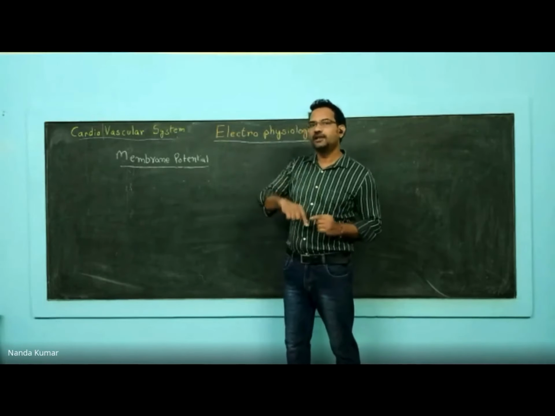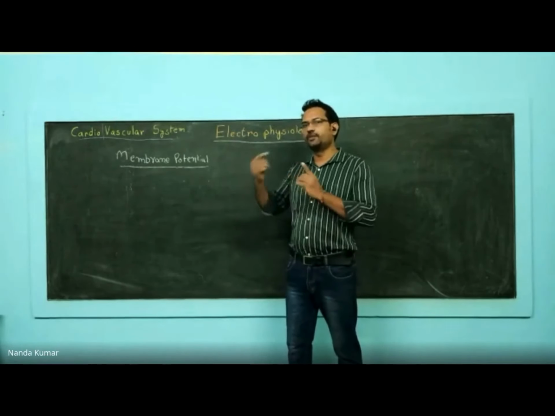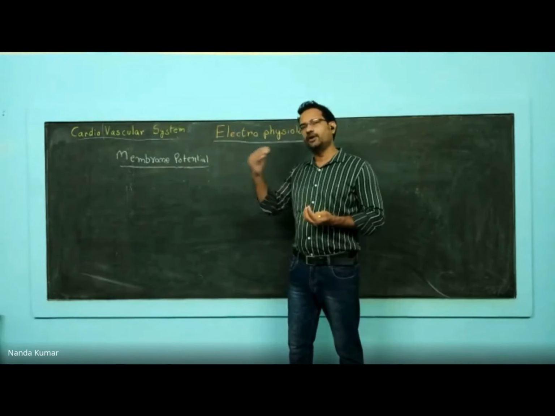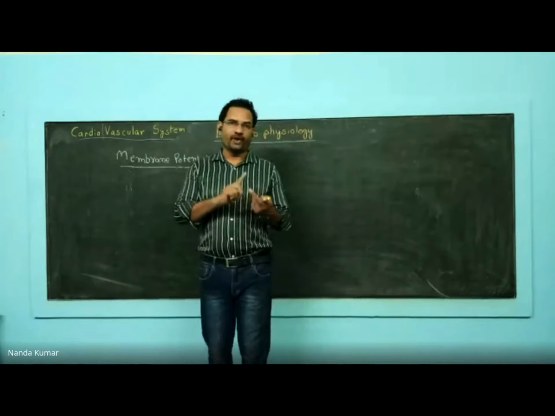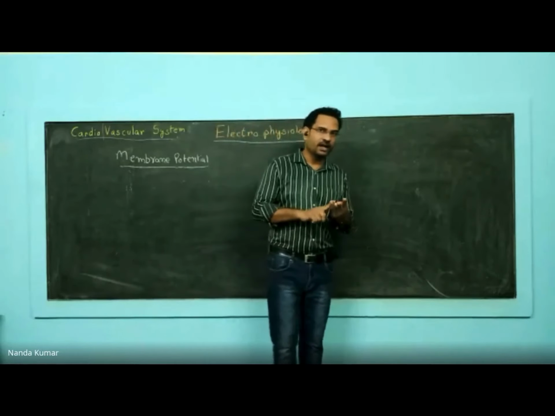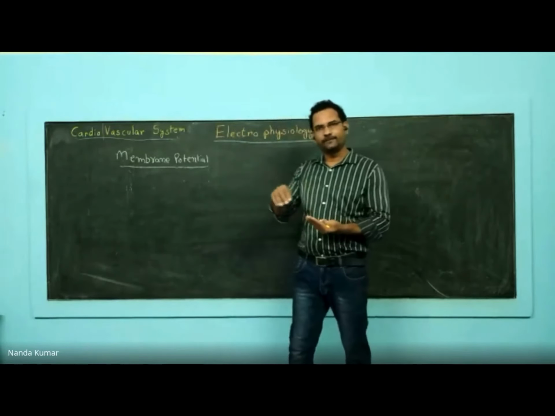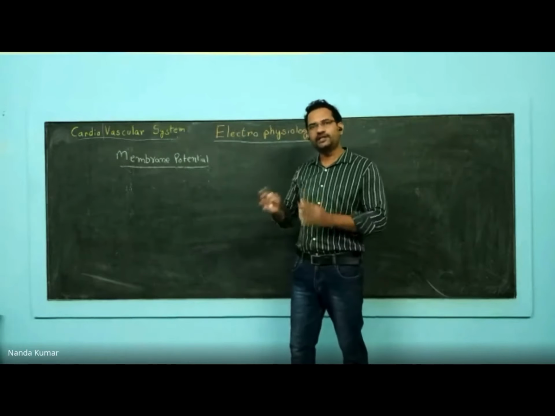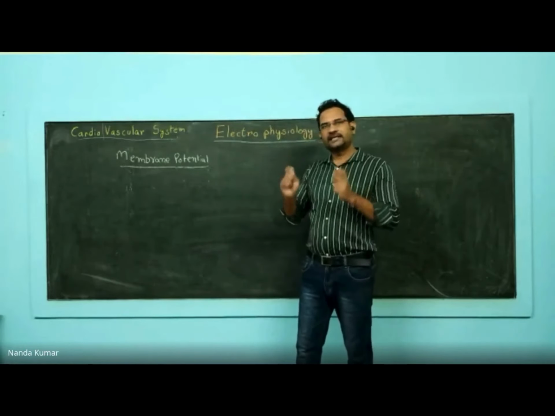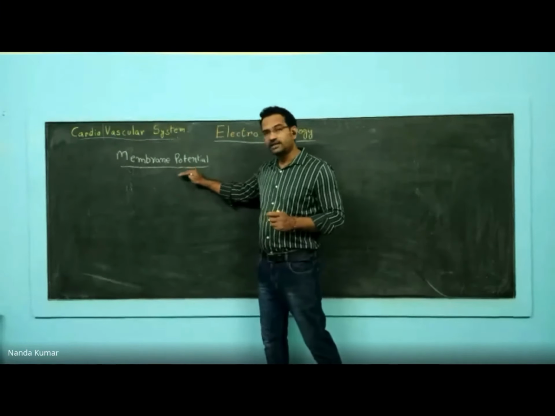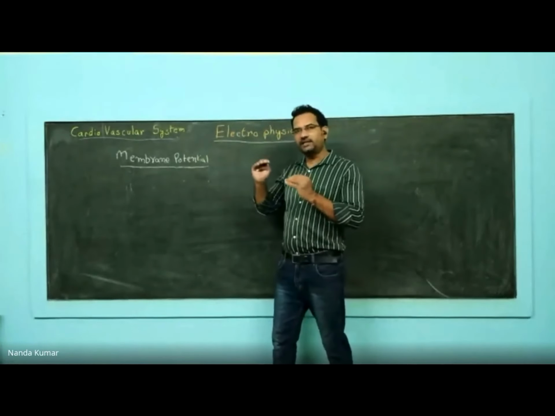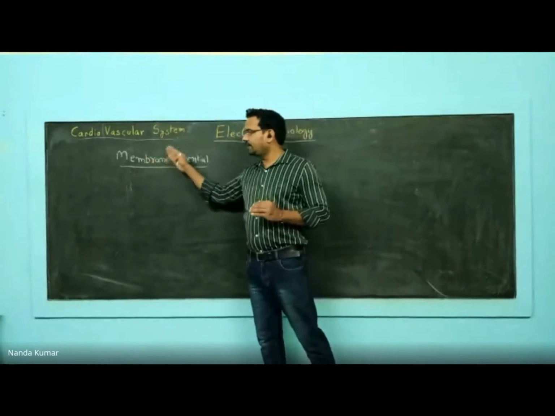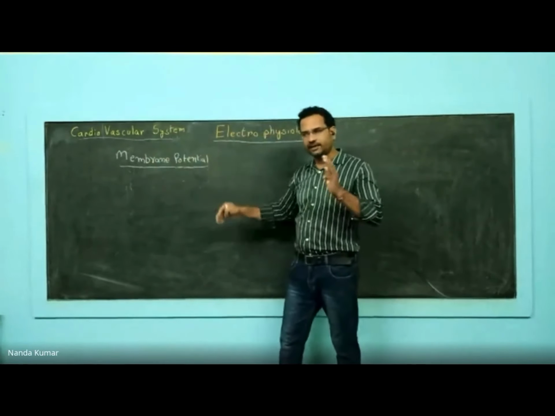Potassium is an intracellular ion. So the concentration of potassium is more inside the cell compared to outside the cell. Similarly, organic molecules, phosphates, certain proteins, all of them are present inside the cell. Because of this unequal distribution of ions, cells get a kind of charge. The charge is called potential. The charge present at the membrane is known as membrane potential.